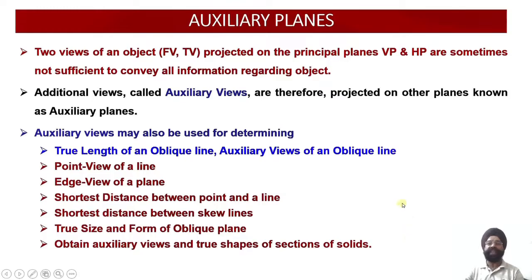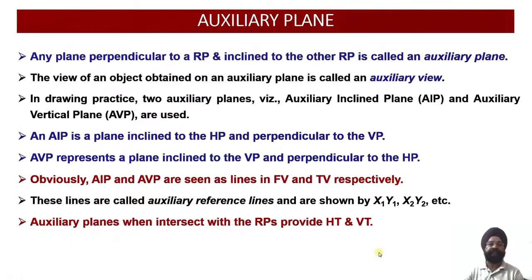So we can see that we had used the rotation of the line method to evaluate the true length of the oblique line. The rotation of the line method had only one application, whereas the auxiliary views have multiple applications in engineering drawing. So here we can use the auxiliary planes or the auxiliary views to solve different varieties of problems in engineering graphics. Now, first of all, we need to develop an understanding about what an auxiliary plane is.